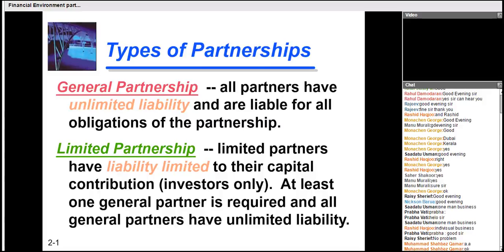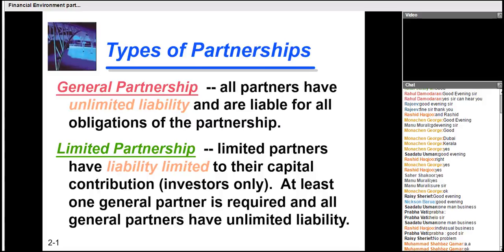He will be just investing the money, and he will be responsible only for his share, for whatever amount he has invested. So his liability will be limited. Limited partners have liability limited to their capital contributions. They are investors only. At least one general partner is required, and all general partners have unlimited liability. So in a limited partnership, you need at least one general partner.